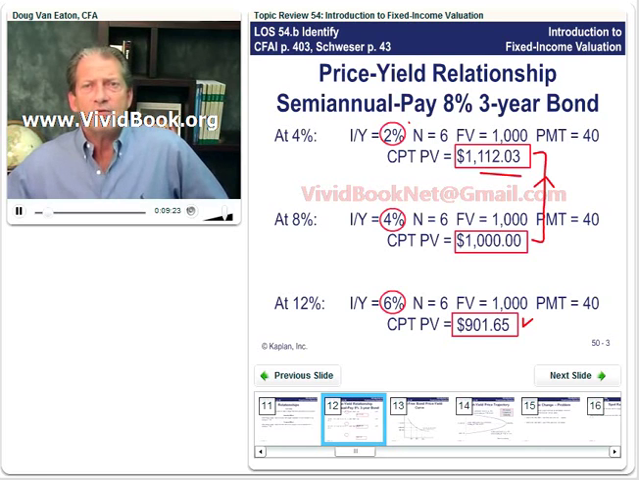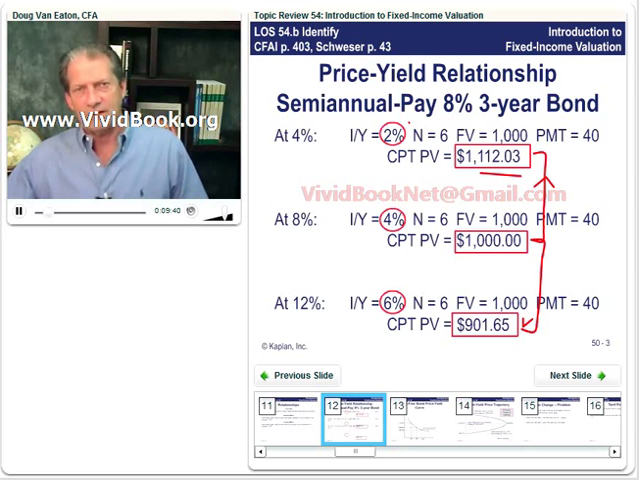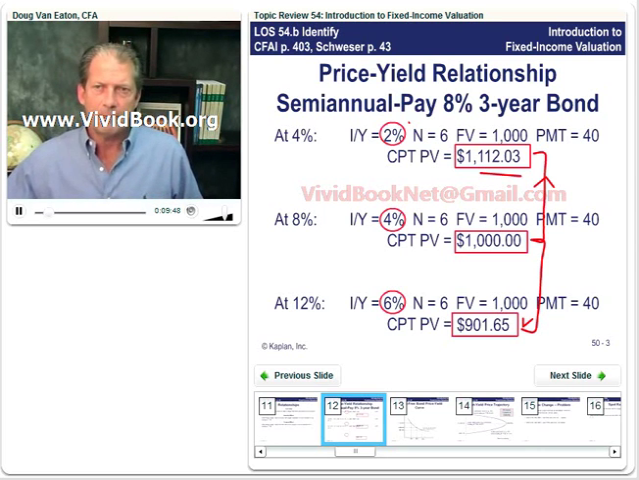Well, if the yield to maturity goes up, the price is going to fall, but it doesn't fall by $112.03. It falls by less than that. It falls by less than $100. What? $98.35. So this is that convexity. Yield goes up, price went down by less than the price went up when the yields fell.